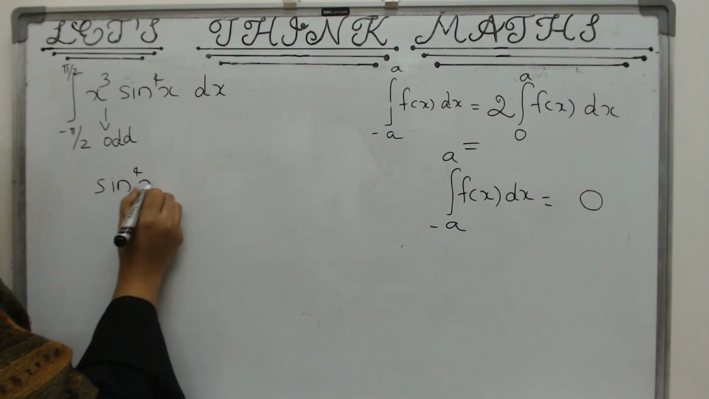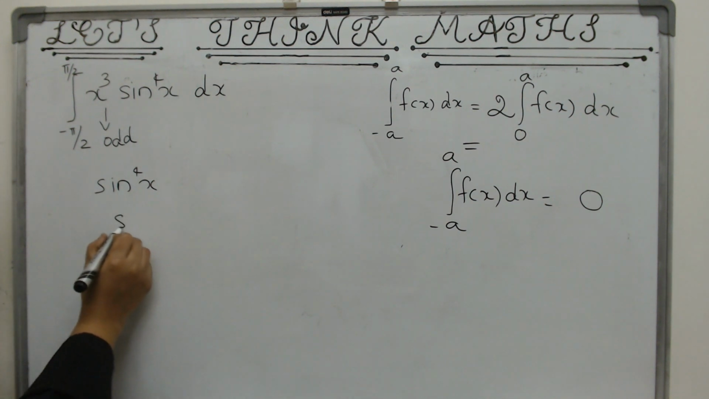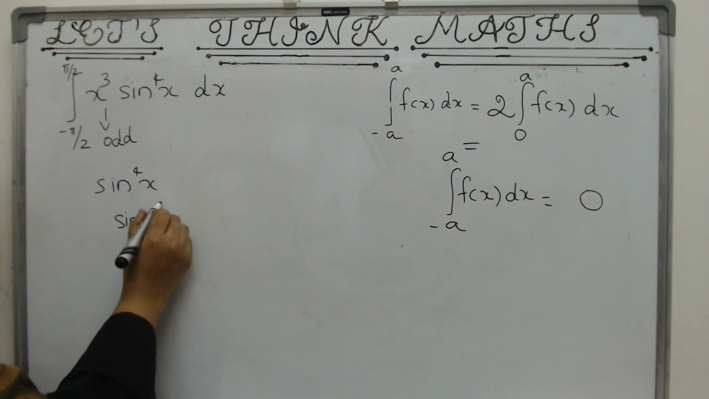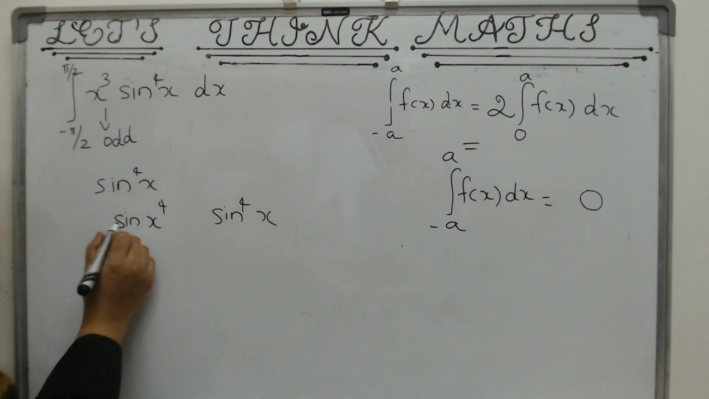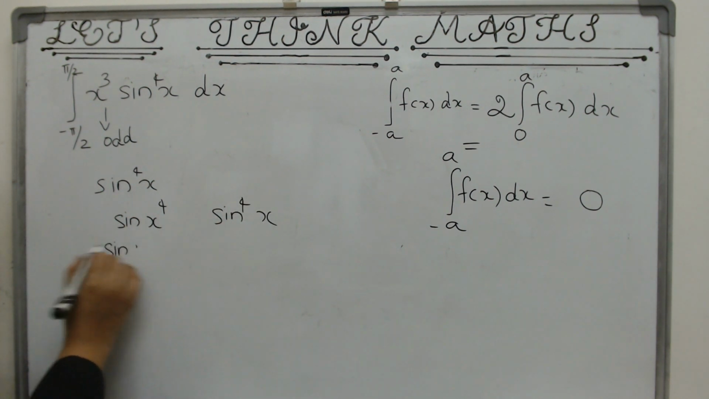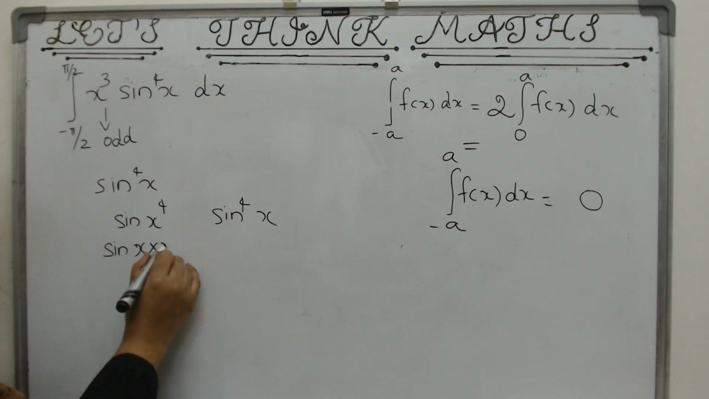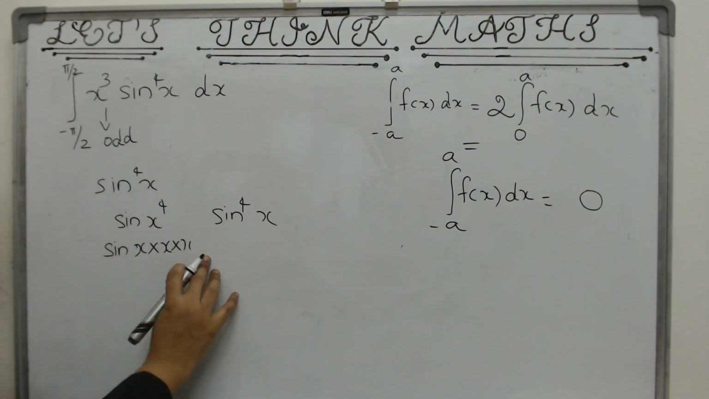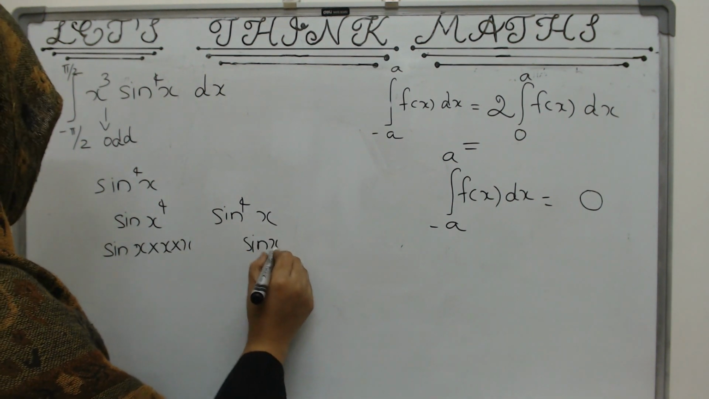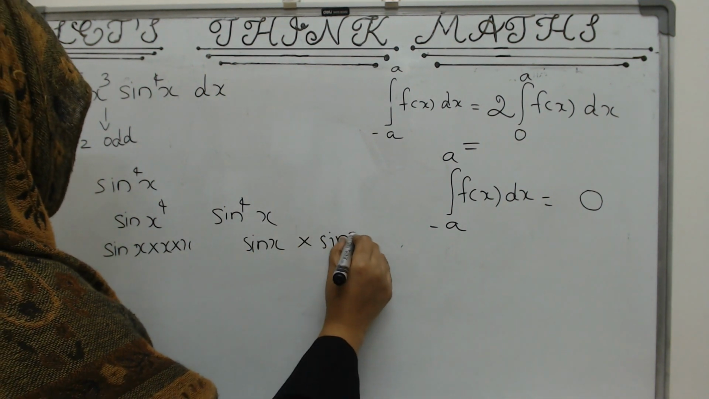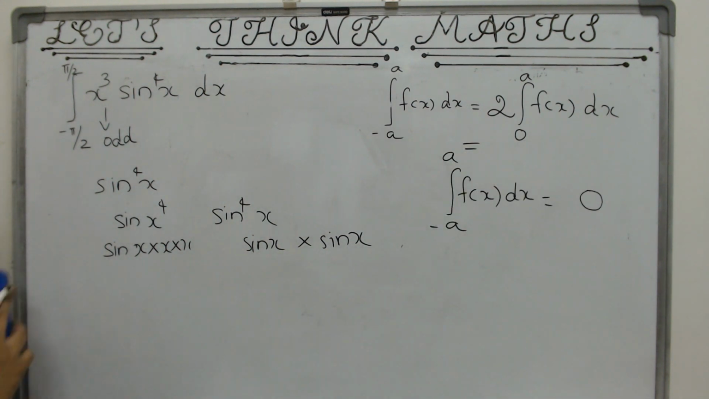Now before we continue any further, please notice the difference between sine x raised to 4 and sine raised to 4x. Sine raised to 4x means sine of x into sine of x, 4 times. But what does this mean? This means sin x into sin x into sin x, 4 times.